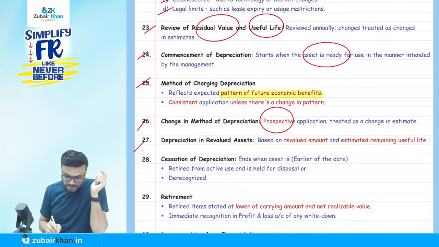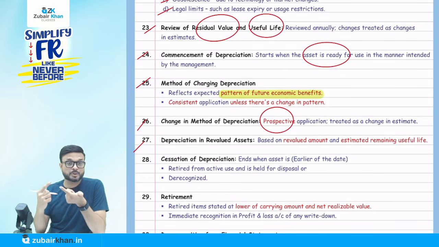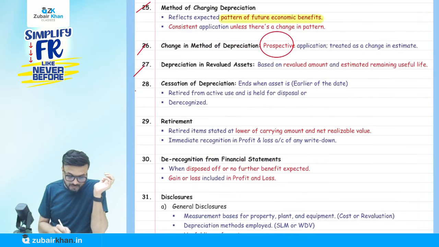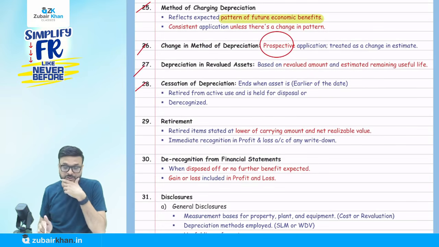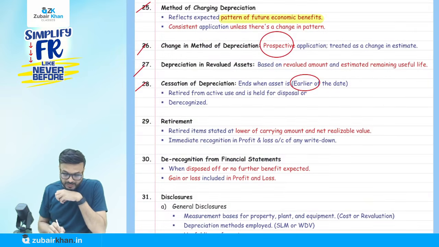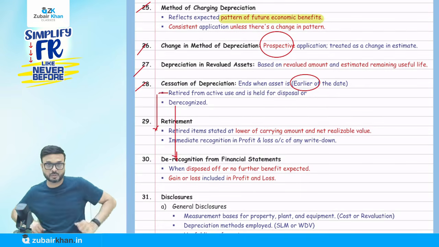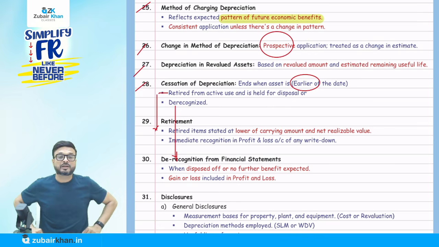Now, when we do the revaluation, we have to charge depreciation on the revalued amount over the remaining useful life. Now, cessation of depreciation: when do we have to stop charging depreciation? Whichever happens earlier: the asset is retired from active use and held for sale, or it is derecognized. What do we mean by retirement? I will discuss with you.